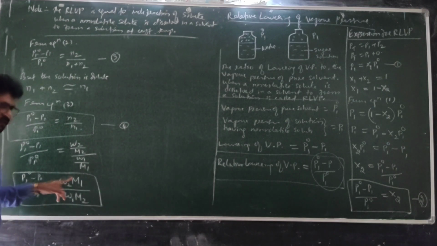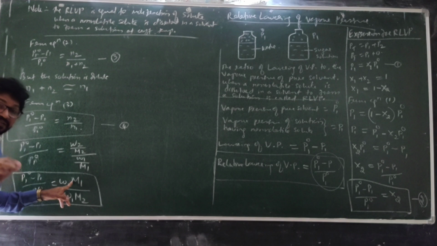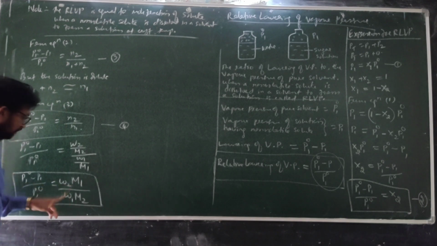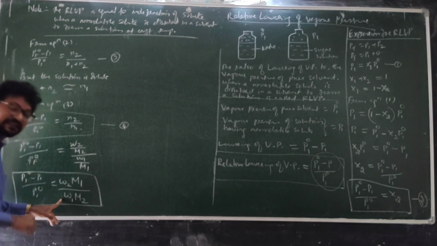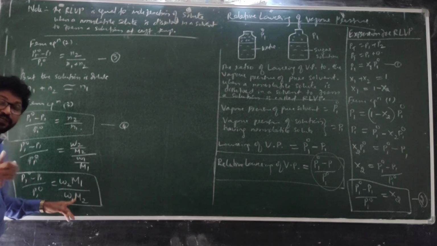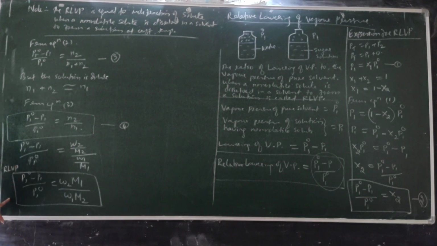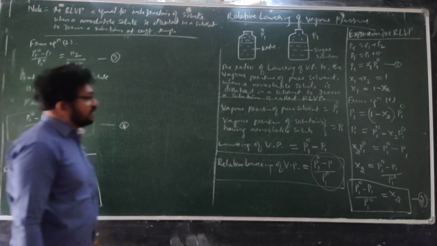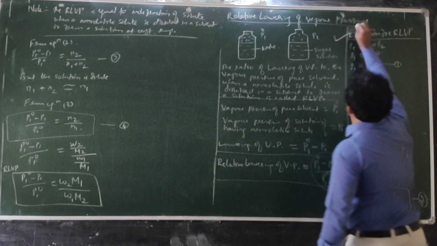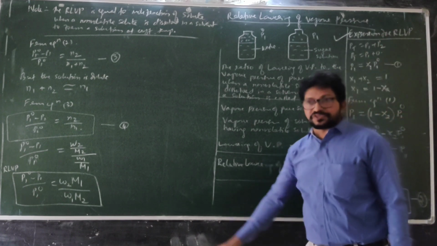Mass of solute, molar mass of solvent. Suppose it is water, 18. Mass of solvent into molar mass of solute. This is what? Relative lowering of vapor pressure. The final expression for relative lowering of vapor pressure.